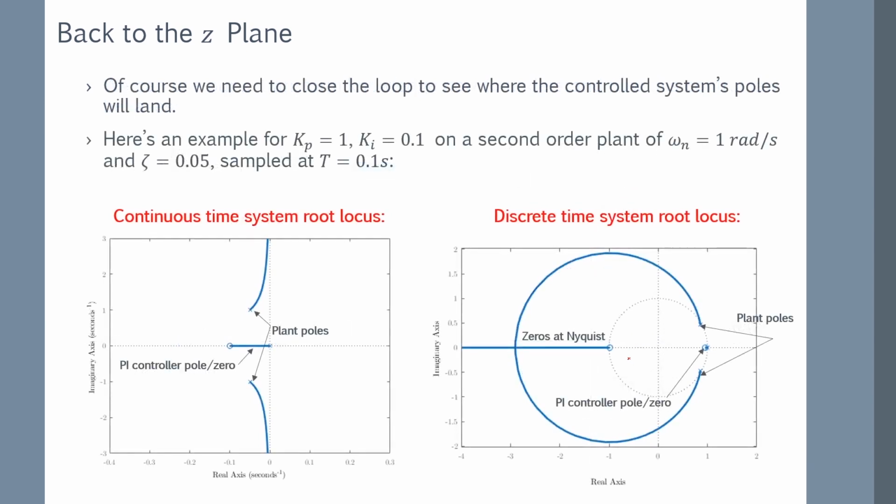So let's actually go, and this is a simulation that I did in MATLAB just to show what actually happens to the poles. So here is the root locus diagram of the continuous system, on the left side. These are the parameters if you want to reproduce this yourself. The plant poles are stable, as you can see here, and these are the pole and the 0 added from the PI controller. And if you close the loop and you increase the gain, this would be the root locus.